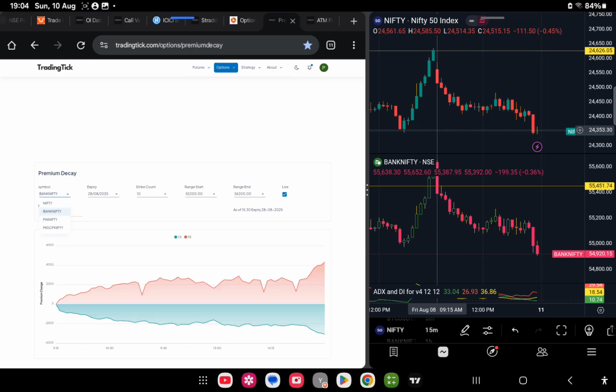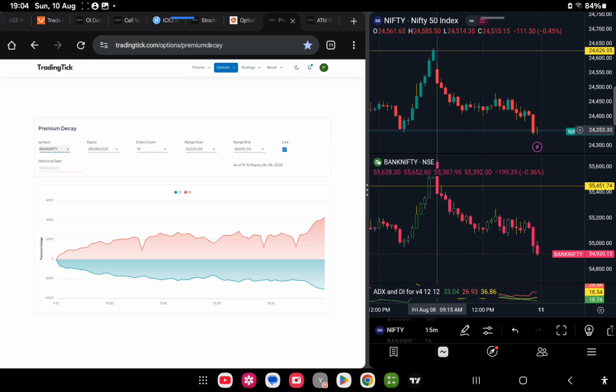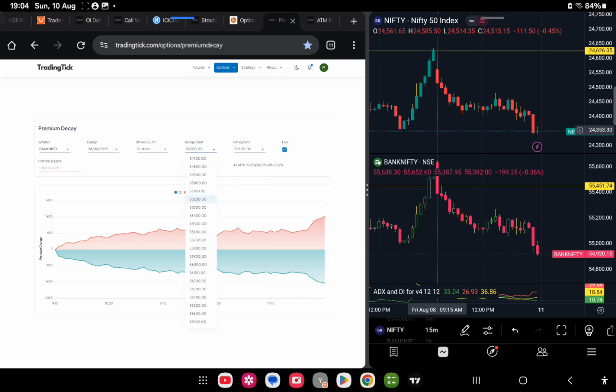Okay, so they have added the Midcap Nifty also. So this is actually very good. You can test it by yourself. So let me take for Bank Nifty it's 600. So I'll take 655, 600 in both the sides.